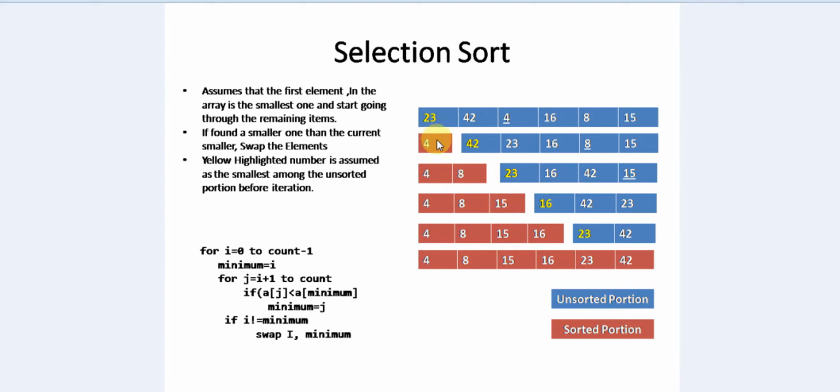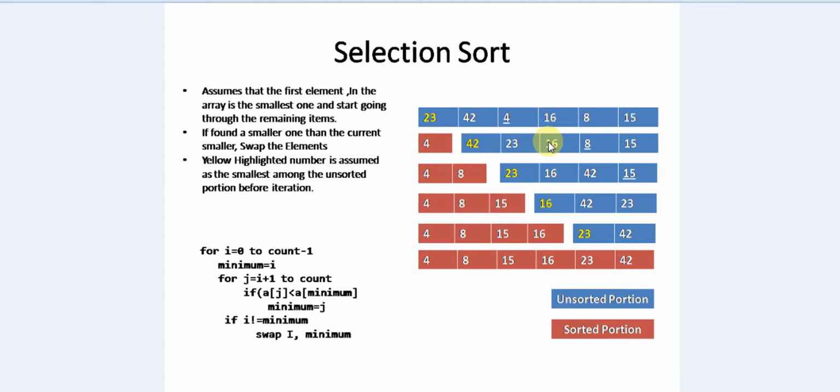We keep it in the sorted portion here. Then we move the index here. We take 42. We consider 42 as the smallest one in the remaining portion. Then do the comparison again. 42, 23 is smaller, 16 is smaller, then 16 will become the minimum in the remaining, unsorted portion of the array.